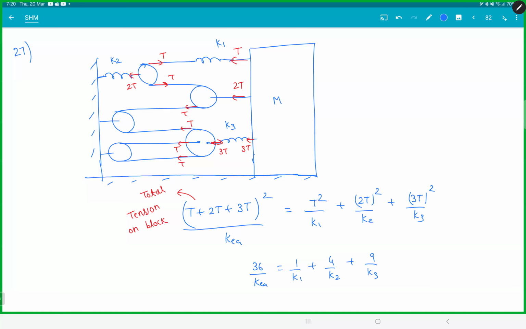So if you see, these are some spring and block based problems. Now, like I said, in SHM it is not always spring and block. You can have other cases also. Let's see the other ones also.